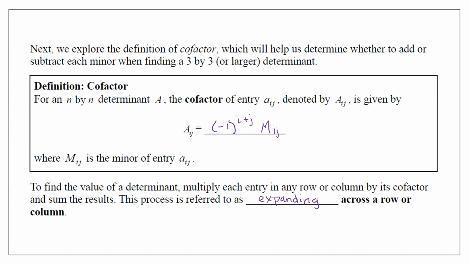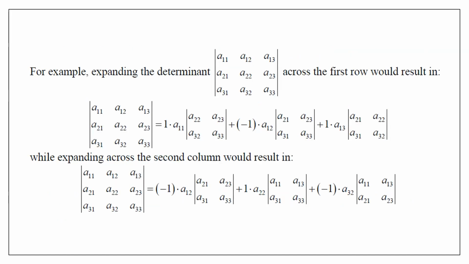So let's break this down. For example, if we're asked to expand this determinant across the first row, it would result in the following. Remember, we're expanding across the first row. We would have 1 times A subscript 1,1 times its minor, plus -1 times A subscript 1,2 times its minor, plus 1 times A subscript 1,3 times its minor.